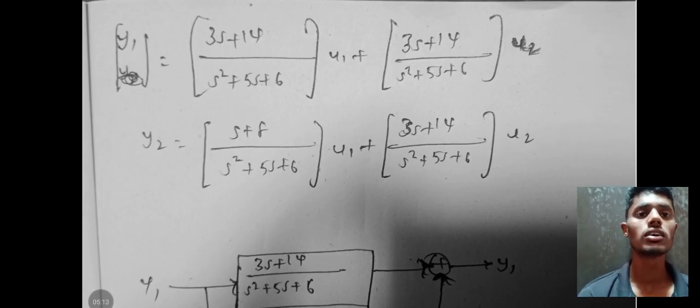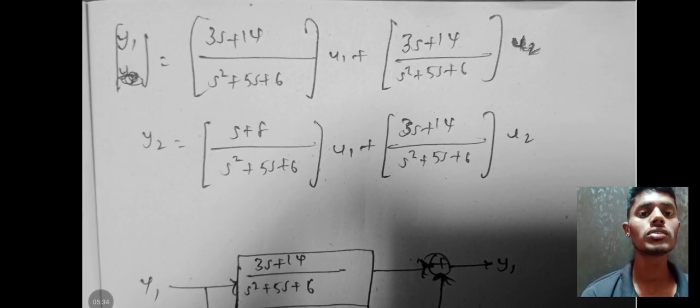y1 is 3s plus 14 by s square plus 5s plus 6 into U1, plus 3s plus 14 by s square plus 5s plus 6 into U2. y2 is s plus 8 by s square plus 5s plus 6 into U1, plus 3s plus 14 by s square plus 5s plus 6 into U2.